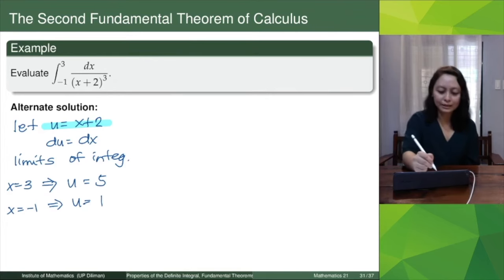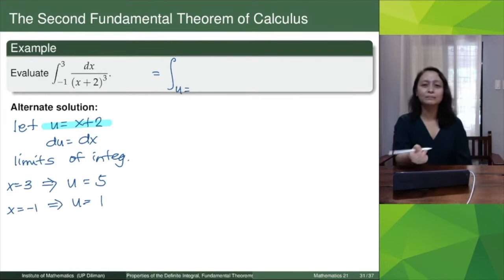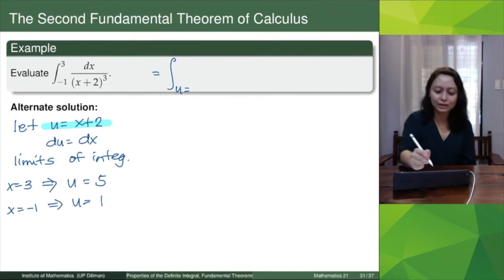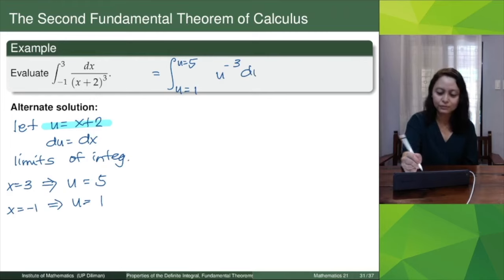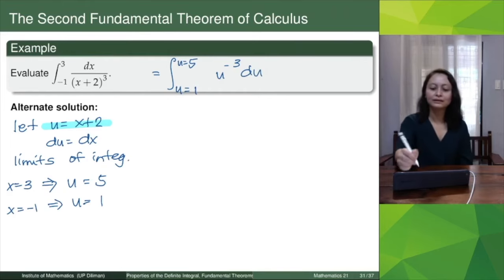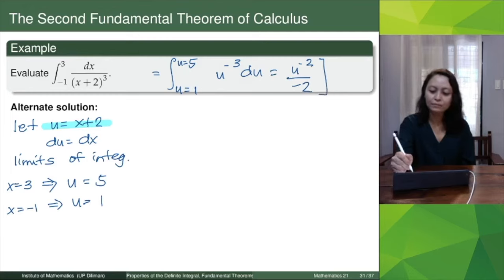Okay, so we can now write this in terms of u. Sige, pwedeng isulat nyo para hindi kayo malito na pinalitan nyo na rin yung limits of integration. Pwede isulat nyo u from 1 to u equals 5. Okay, and then you have u to the negative 3 du. Okay, so we get the antiderivative. Again, negative 3 plus 1 is negative 2 over negative 2. Yun na, diretso na. Evaluate from 1 to 5.